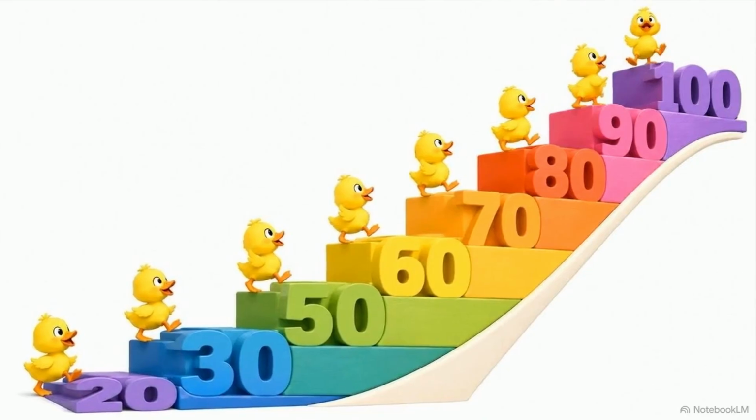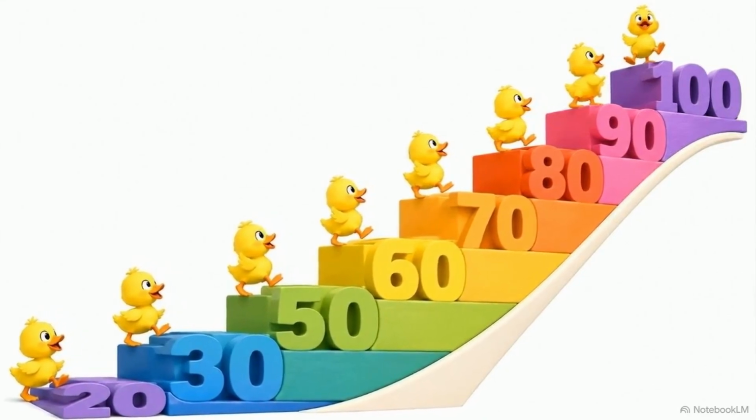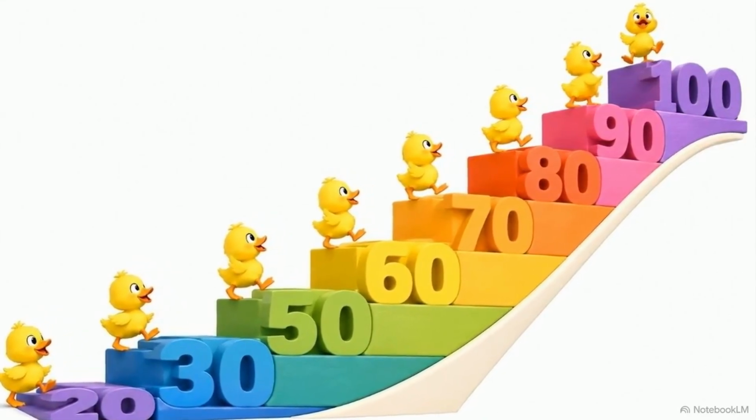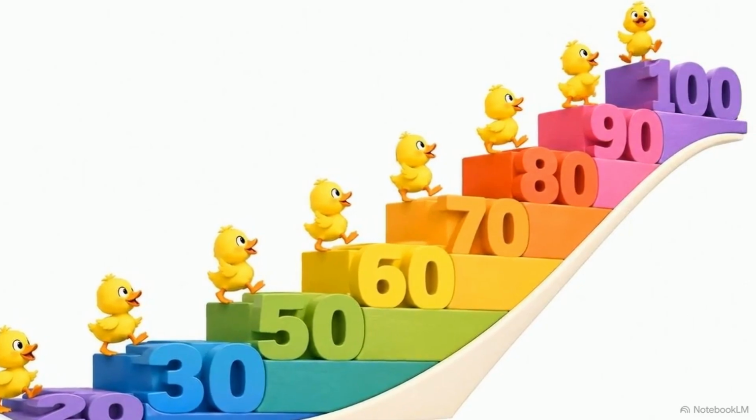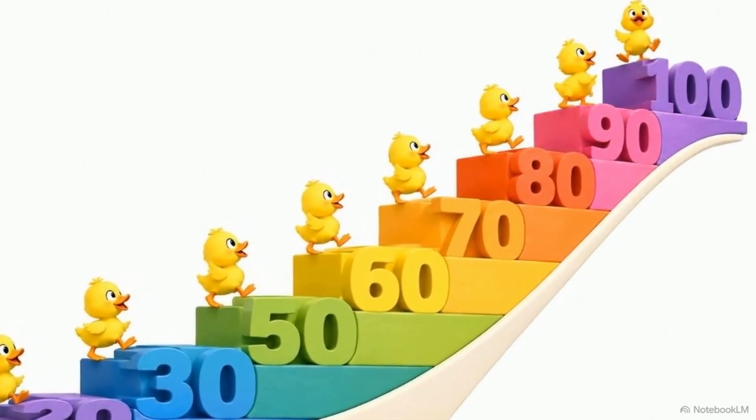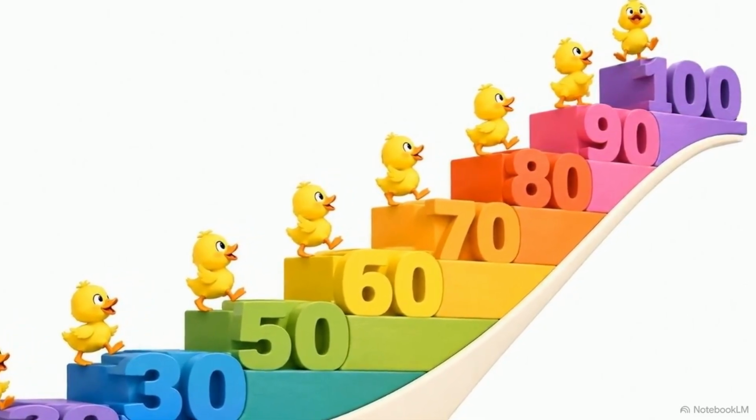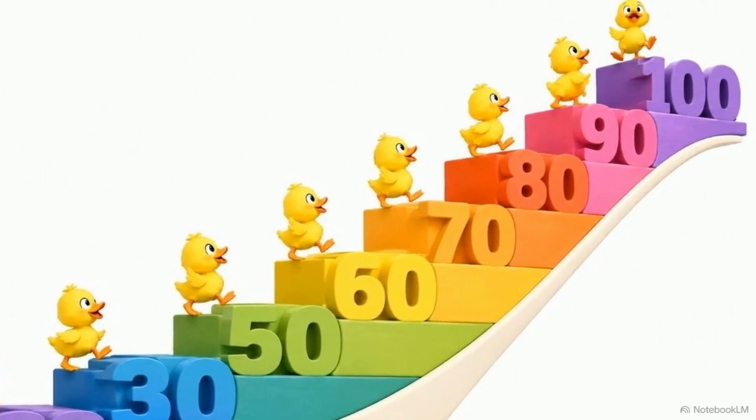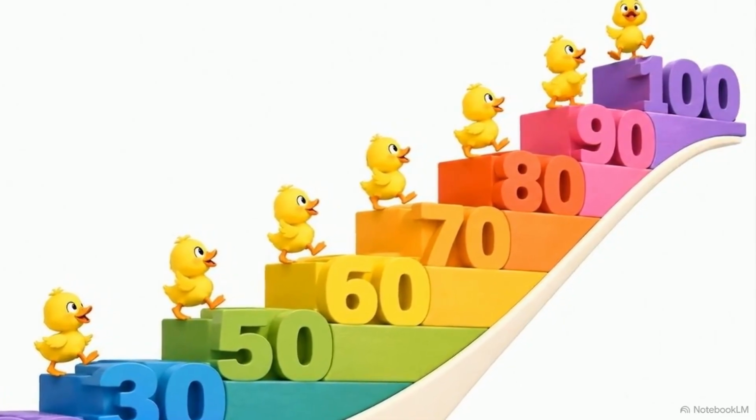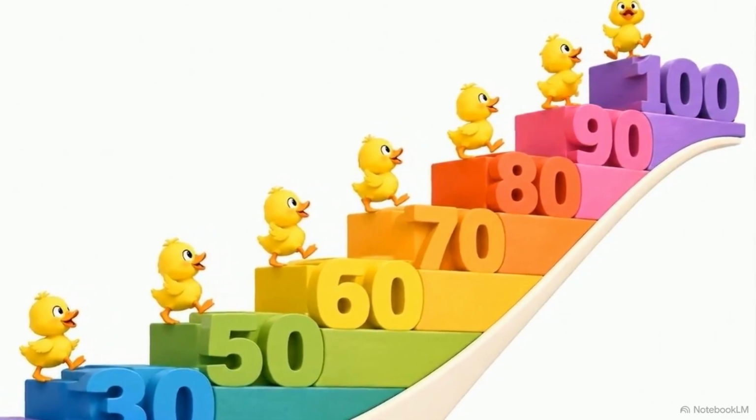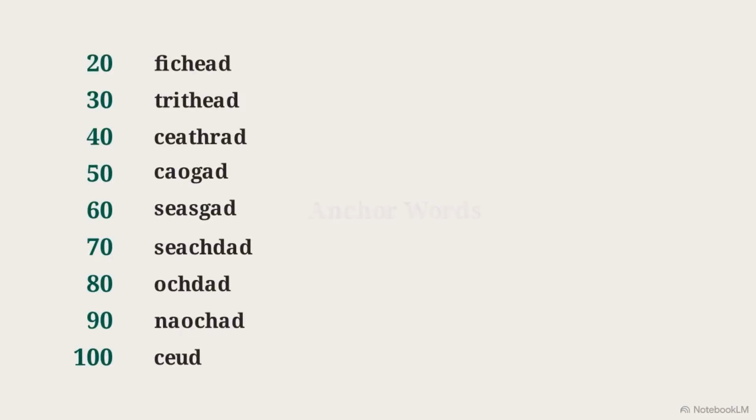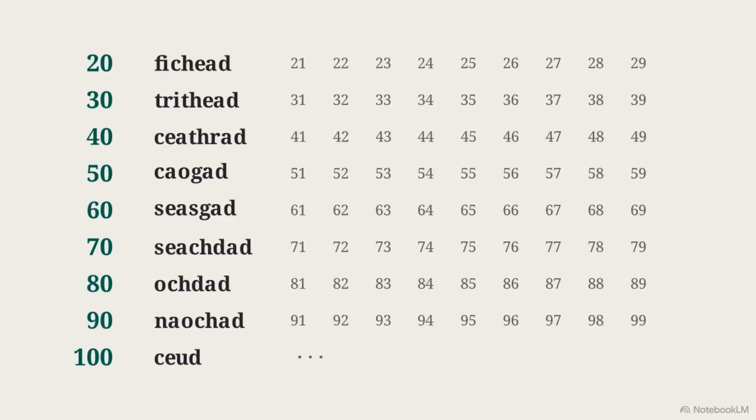We'll use the decimal stairs as our system for building large numbers. The base tens start with fiched for 20, triched for 30, ceathred for 40, and cowged for 50. The sequence continues through sasked, sachted, octed, and nawached, ending with ked for 100. These anchor words are your only required memorization. Once you have these steps down, you can map out every number up to 1,000.